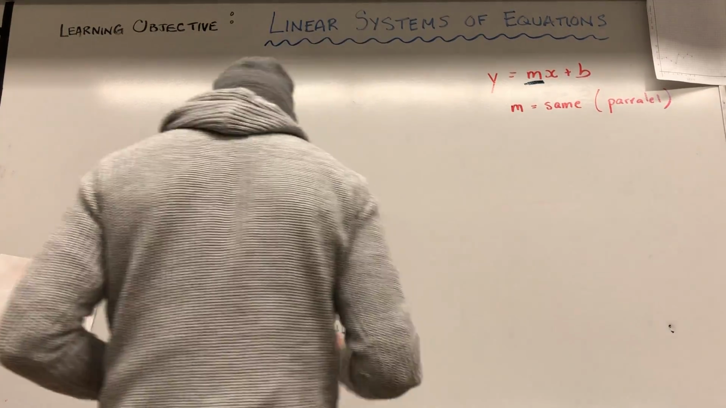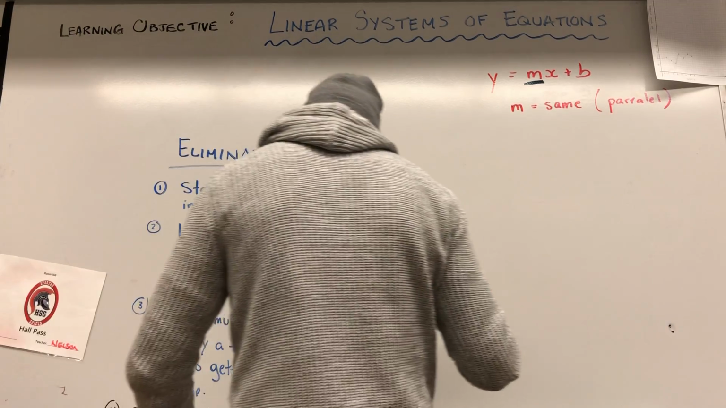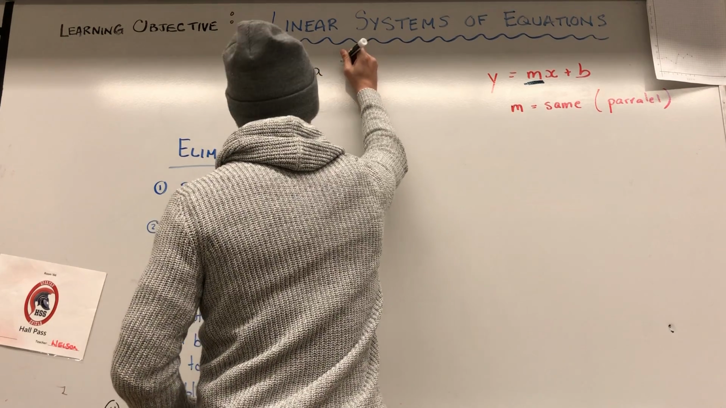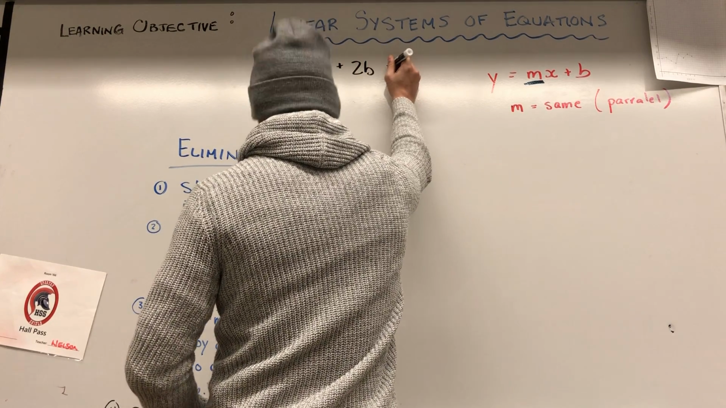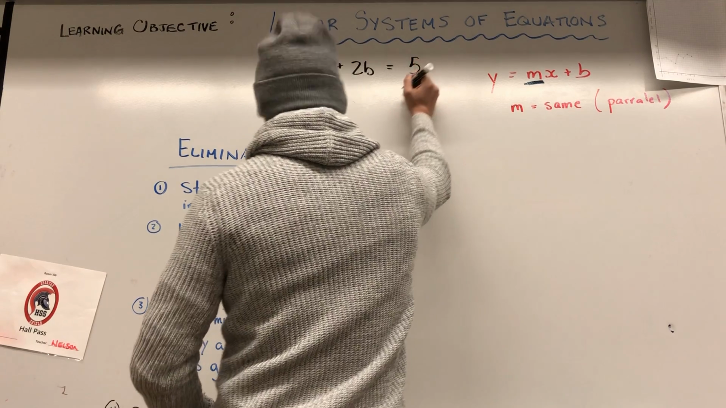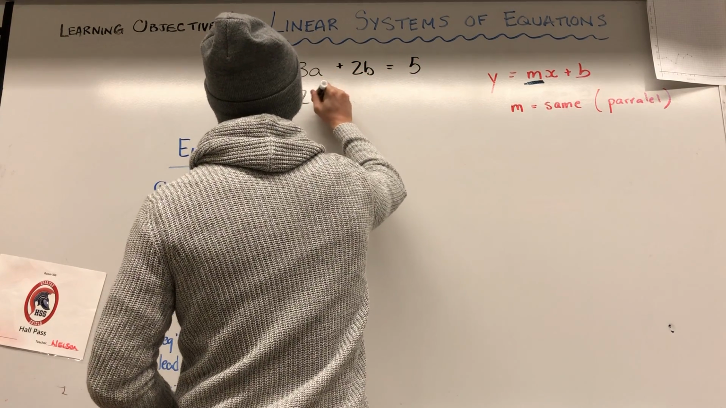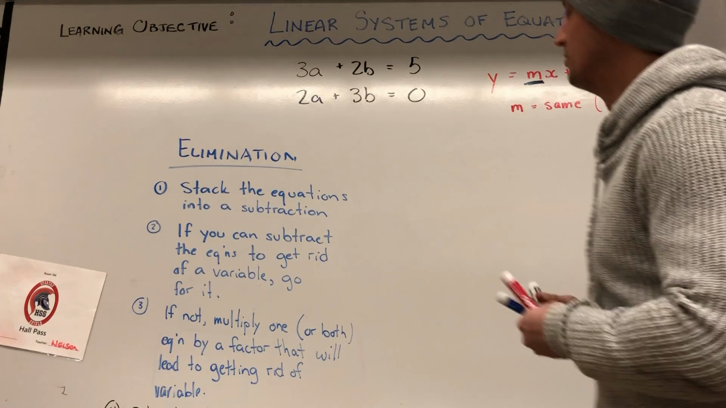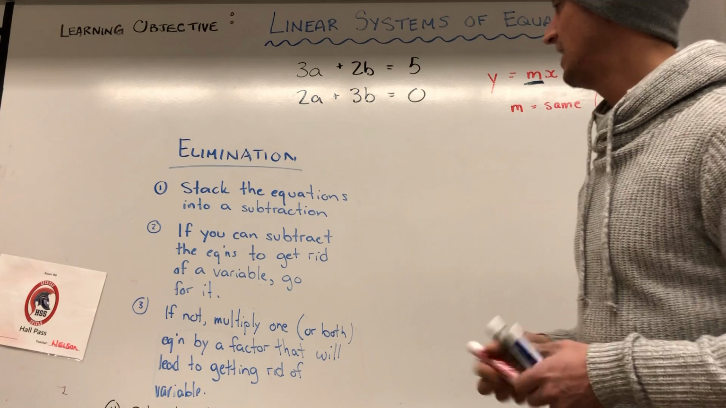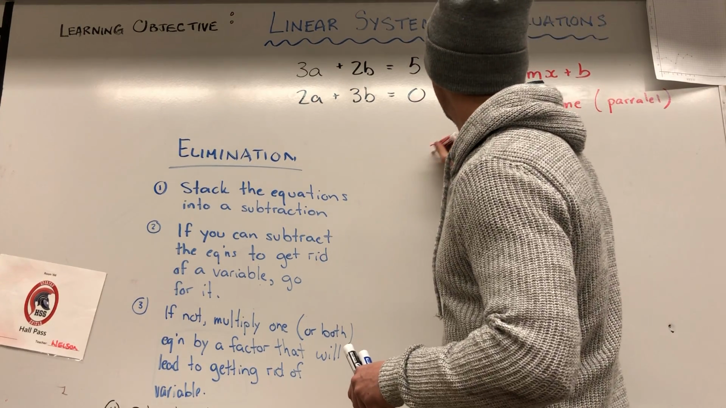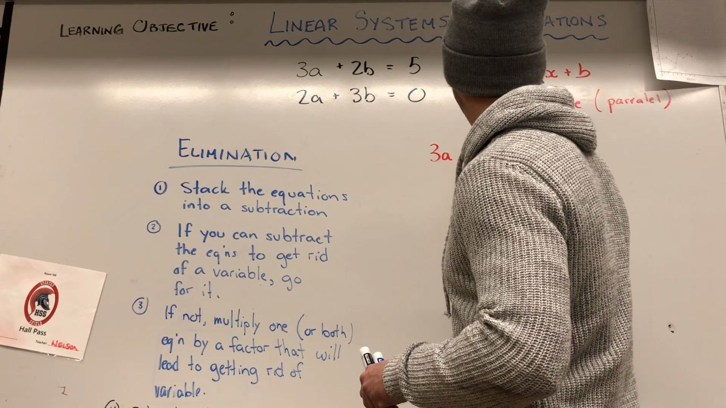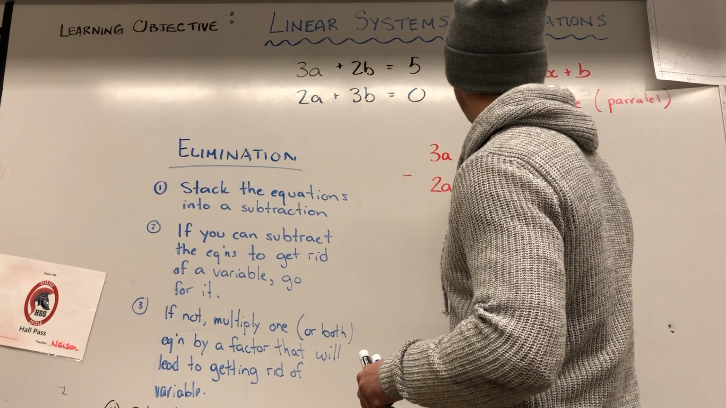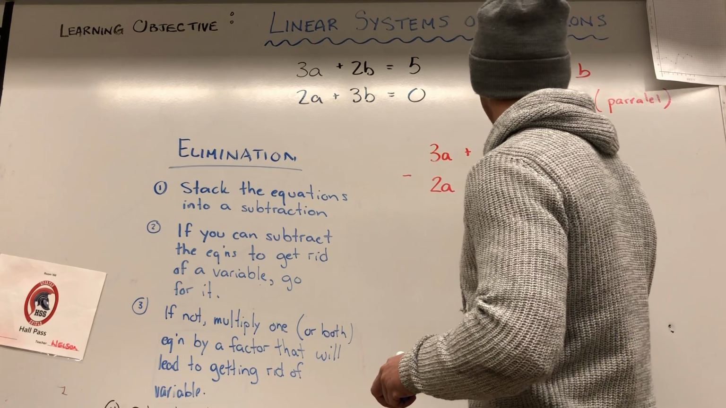So let's try an even more difficult situation. Here we go. We did this one substitution style. Now we'll try it elimination style. 2a plus 3b is equal to 0. So I'm going to go through my steps for elimination. I'm going to stack the equations into a subtraction. So 3a plus 2b is equal to 5. Subtract 2a plus 3b is equal to 0.